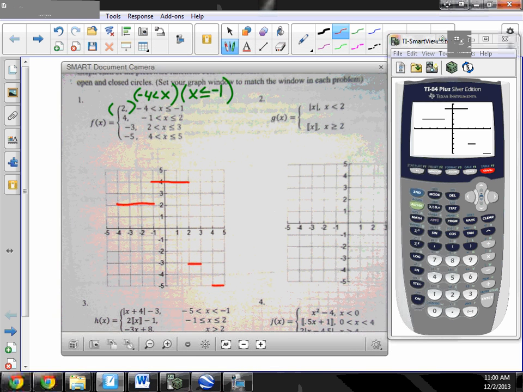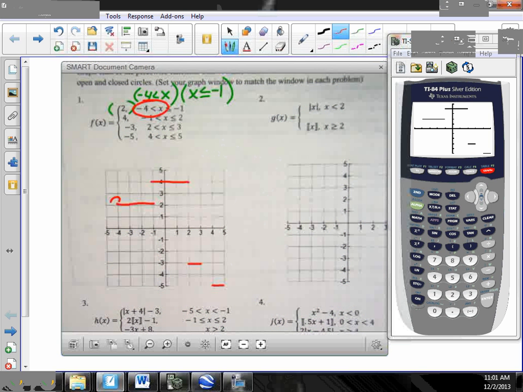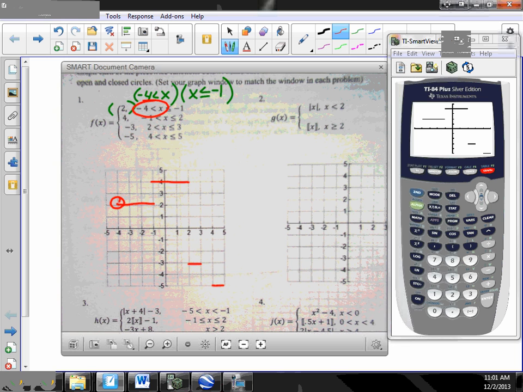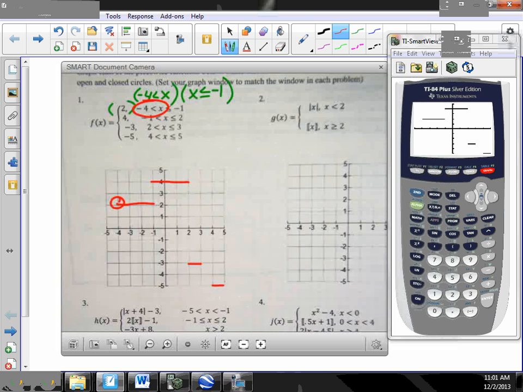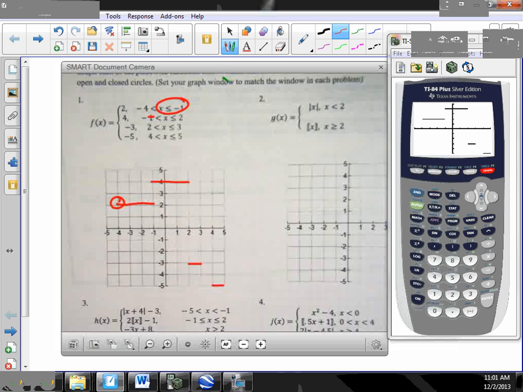So, on the first one, on the left side of the first graph, is it open or closed? Open. So this is an open circle. On the right side of that graph, is it open or closed? Does everybody see why it's closed? Whitney, did you get caught up? Do you understand this open and closed? Okay. So if we look at the equation, the right side is closed.